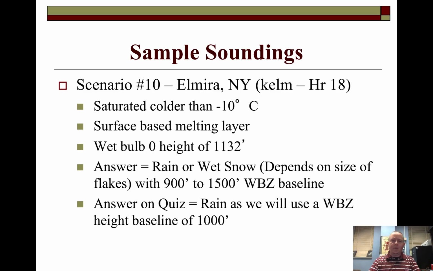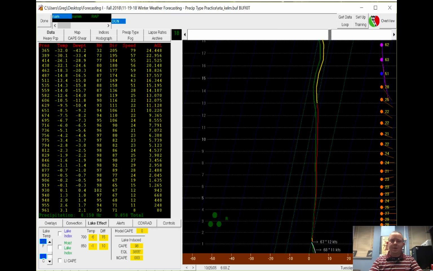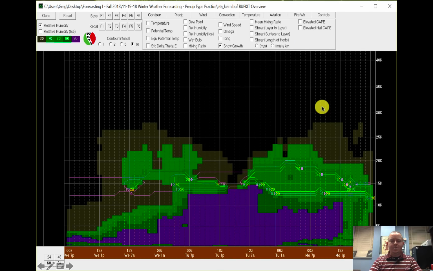Elmira, New York. And let's break this one down. All right, so -10, let's go up. All right, what do we got? It looks like we're pretty saturated to me, but let's look at it in more detail. Let's go back. That's 6C on Tuesday. All right, we got plenty of moisture. Not even an issue, right?